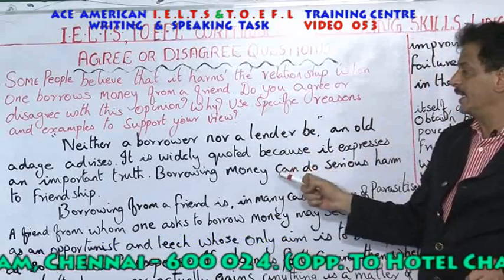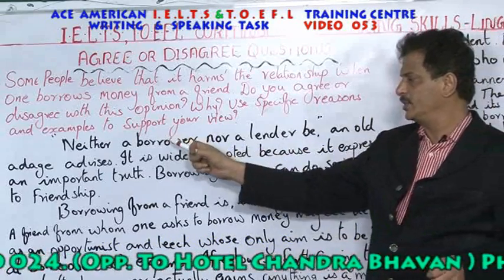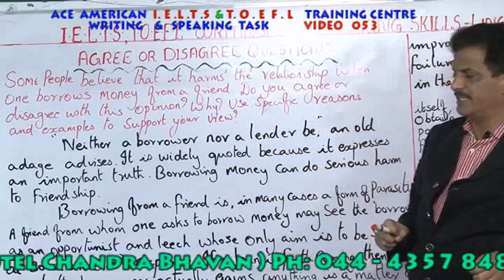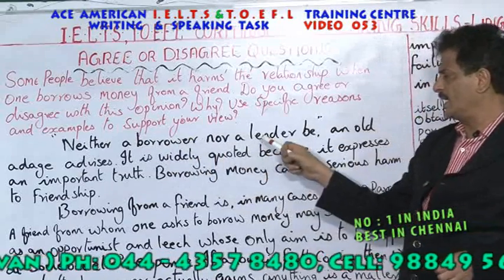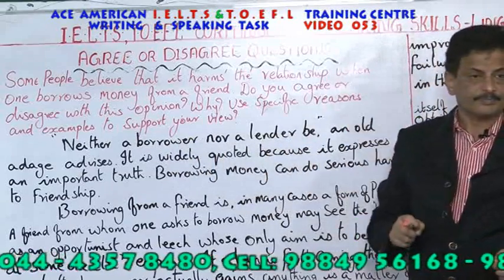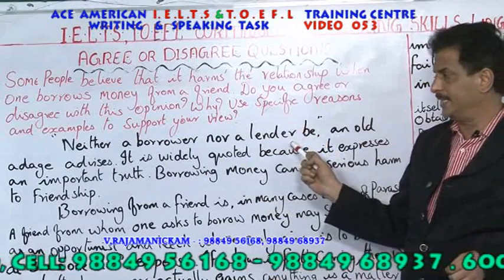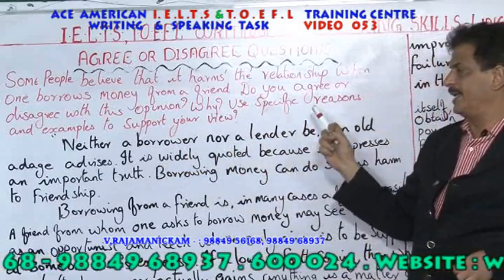See how the introduction part has been given in 3 lines. 3 lines, almost 25 words are there. The introduction: Neither a borrower nor a lender be. So they started with a proverb or adage. You can say, neither a borrower nor a lender be.